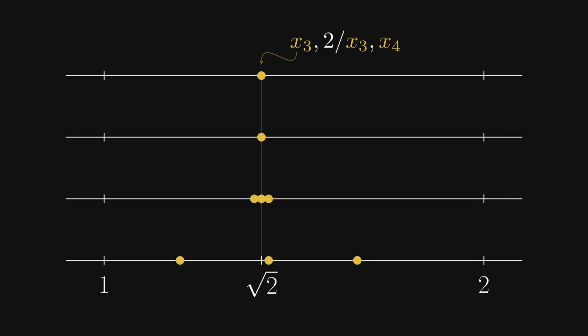As we can see, x3 is indistinguishable from the square root of 2 on this scale. We practically need a microscope to tell the difference. Our sequence converges to the square root of 2 extremely fast. But how fast exactly? Let's quantify it.